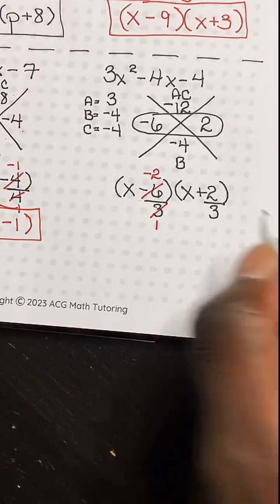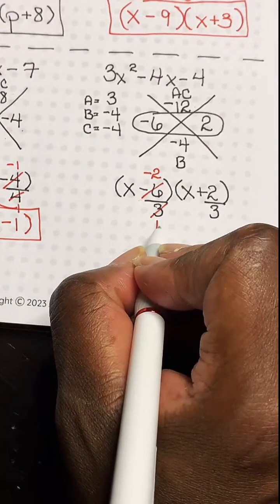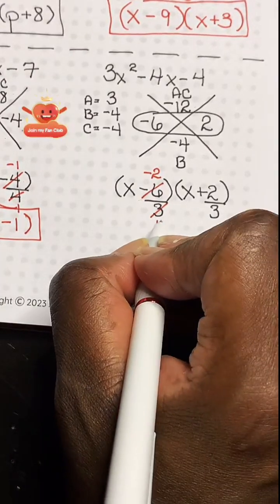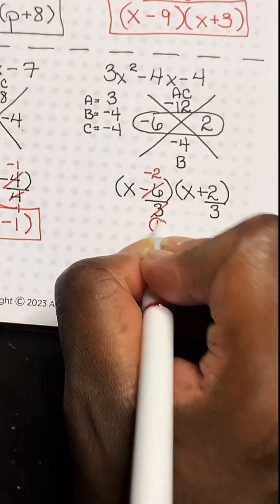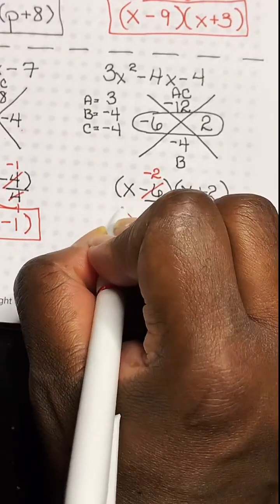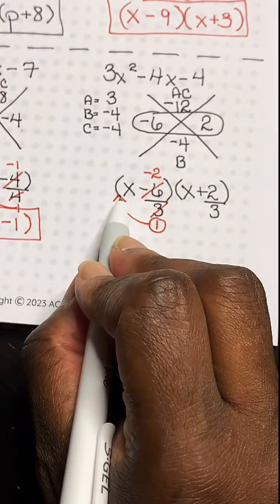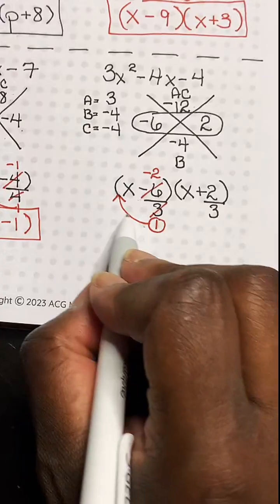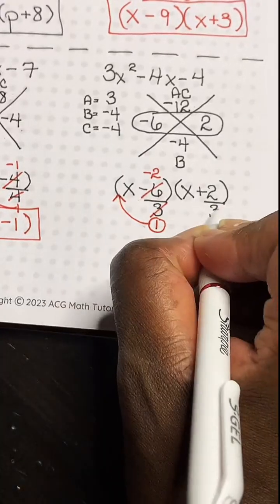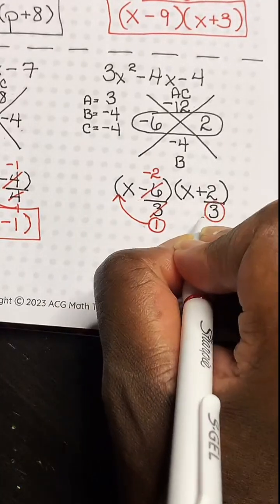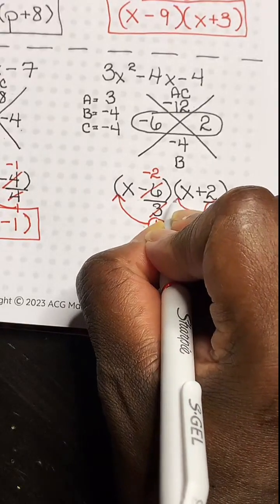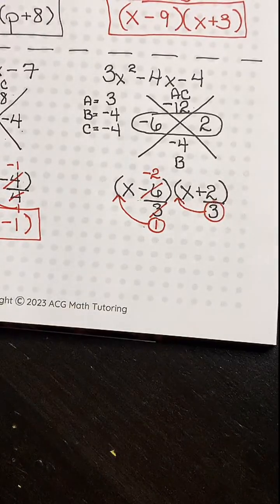So what we do is we take the numbers that are in the denominators, because we don't need a fraction. These numbers are now going to be the coefficients of the x. So the 1 is going to come in front of the x, and the 3 is going to come in front of the x.